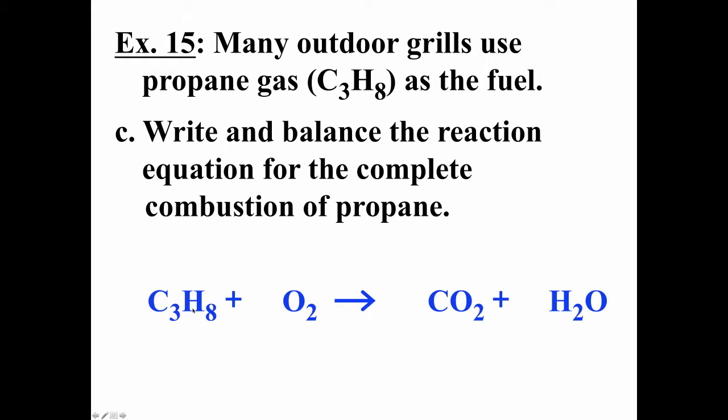Now we need to balance the equation, and we note that there are 3 carbons on the left of the equation. Therefore, we have to have 3 carbons on the right of the equation. We put a coefficient of 3. We have 8 hydrogens on the left of the equation. We have 2 hydrogens in water, so 2 times 4 gives us 8 hydrogens if we put a coefficient of 4 here, and that balances the hydrogens.